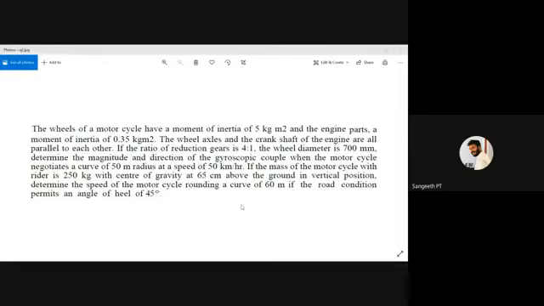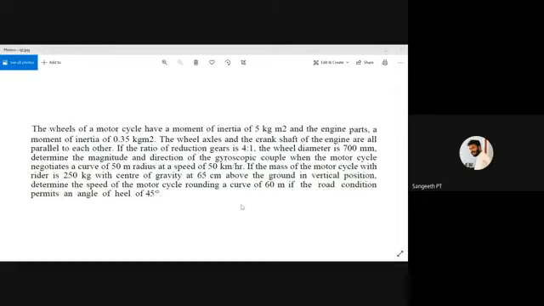Initially also, while discussing about the gyroscopic couple during the initial classes, I had mentioned to you significantly about how to obtain the direction and the significance of direction, because always couple does have a direction. Couple is not only magnitude, it is a vector quantity, it always has a direction.